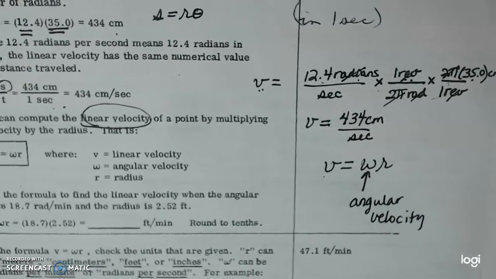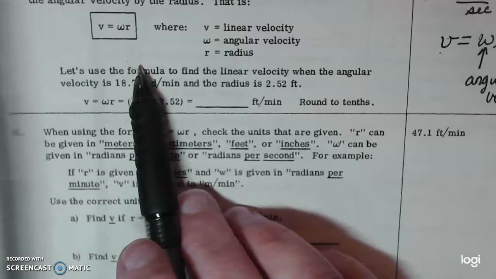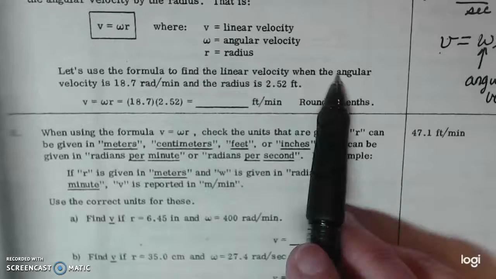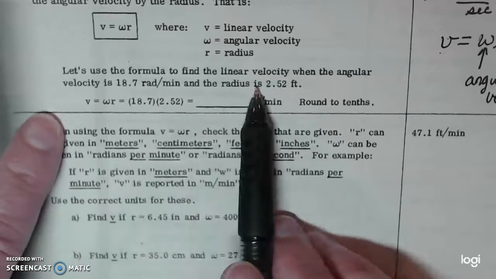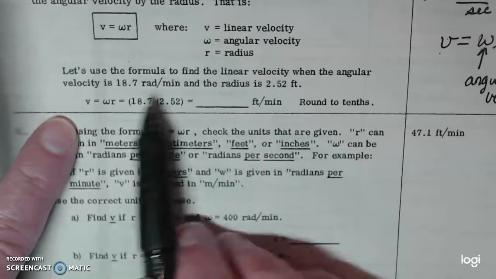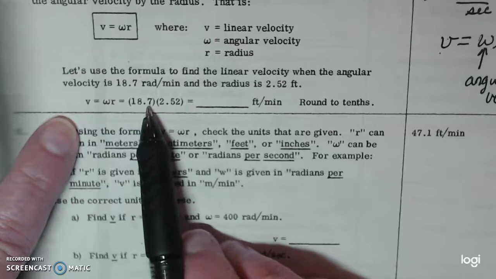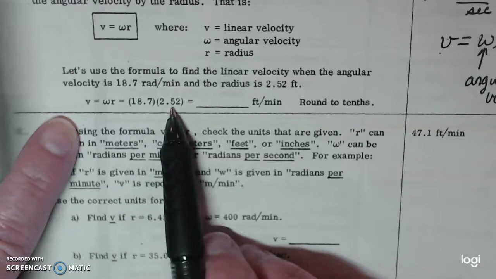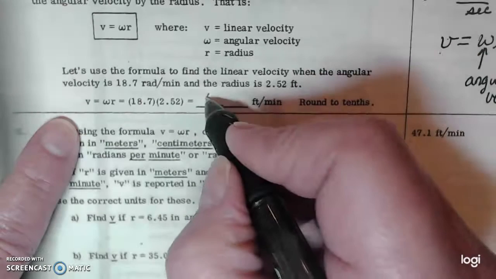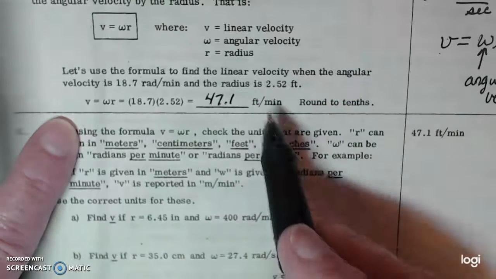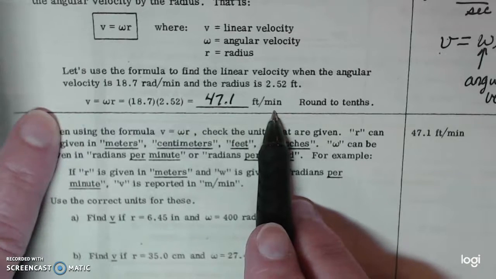So finishing this problem, they suggest let's use the formula to find the linear velocity when the angular velocity is 18.7 radians per minute and the radius is 2.52. So linear velocity is angular times radius. Here's your angular velocity, here's your radius, and boom, it's a pretty simple calculation. They suggest it's 47.1 feet per minute. I'm going to trust the book here.